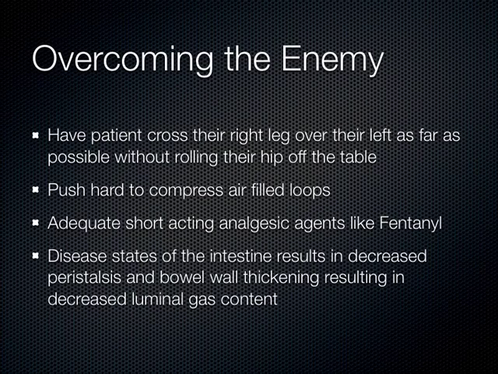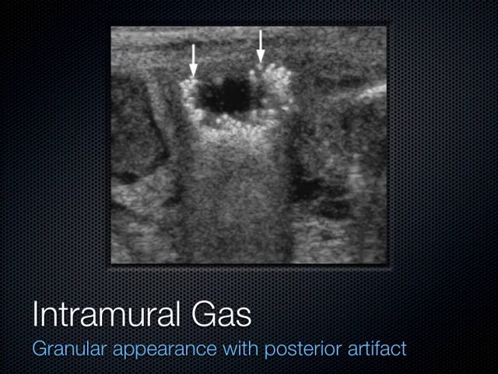But the good news is, when you have disease states of the intestine, there's less peristalsis, there's bowel wall thickening, there's less intraluminal gas, which makes abnormal intestine easier to see than normal intestine. So abnormal intestine, like that pseudomembranous colitis picture you just saw, we can really see the outline pretty well of those loops of bowel. When we have gas inside the wall of the bowel, this is a very abnormal condition.